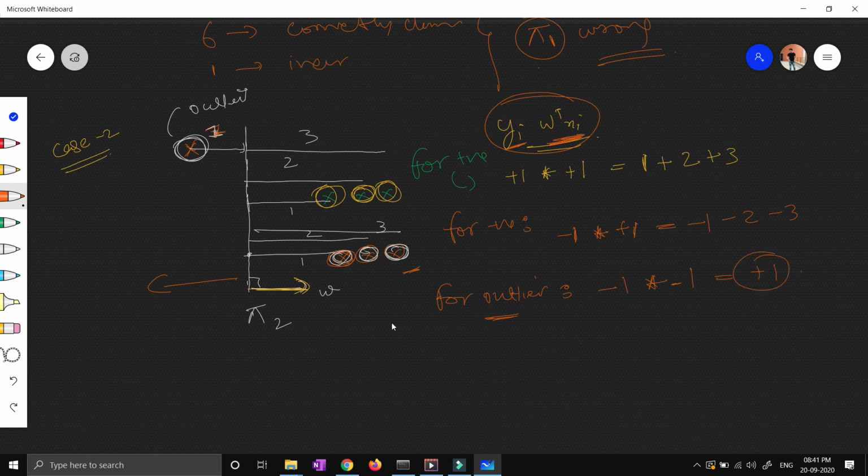So if collectively I put all these into the optimization equation, sum over i equals 1 up to n of yi w transpose xi, and do the summation of all these 1, 2 and 3 equations, you can see it will remain 1 plus 2 plus 3, -1 -2 -3 and +1. So these will cancel out and it will remain +1.